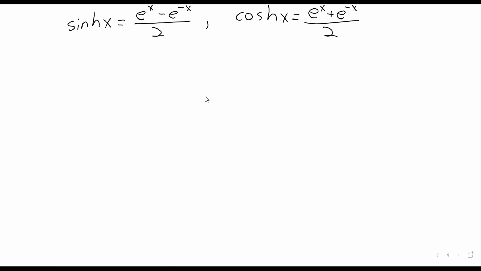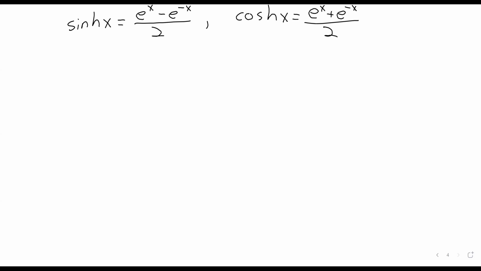Incidentally, the four other hyperbolic trig functions we won't talk about today, but they're defined in a perfectly natural way. The hyperbolic tangent is the hyperbolic sine over the hyperbolic cosine, and so on.